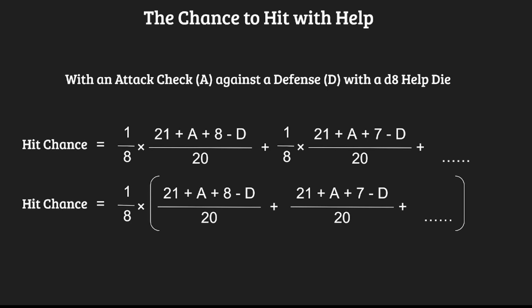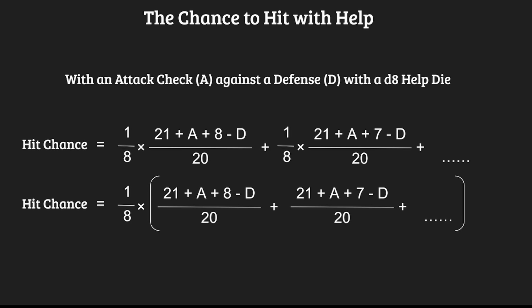So it's 1/8 times the chance to hit if I'm adding 8 to the roll, plus 1/8 times the chance to hit if I'm adding 7 to the roll. And I keep doing this over and over again. I do 1/8 times the chance to hit if I get a 6 on the roll, plus 1/8 times the chance to hit if I get a 5 on the roll. And we add those all up until I get the final one, which is 1/8 times the chance to hit if I'm adding just a 1 on the roll.